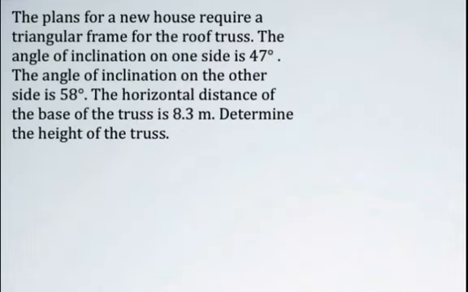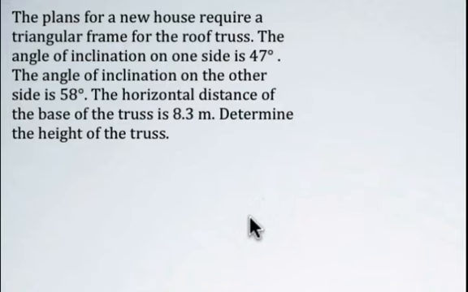So now the plans for a new house require a triangular frame for roof truss. The angle of inclination, and the angle of inclination is the same as the angle of elevation, on one side is 47 degrees. The angle of inclination on the other side is 58 degrees. The horizontal distance of the base of the truss is 8.3 meters. So from the bottom corner of one side of the roof to the other bottom corner of the other side of the roof is 8.3 meters. Determine the height of the truss.